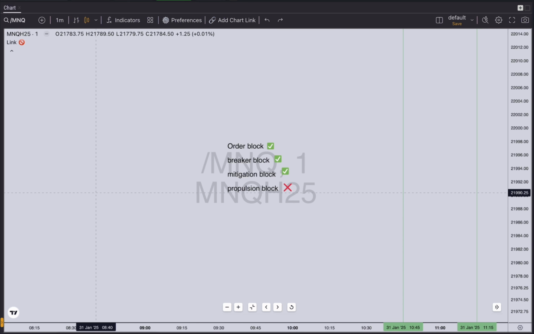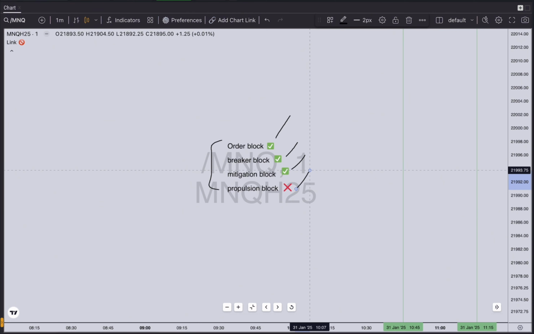Today's lecture needs a bit more concentration than the previous ones. Today we're going to be talking about order blocks, and there are various shapes and forms of order blocks. There are 4 different forms, at least to my knowledge: the normal order block, a breaker block, a mitigation block, and a propulsion block. In this lecture, I'm going to be teaching the first 3 and not the propulsion block.